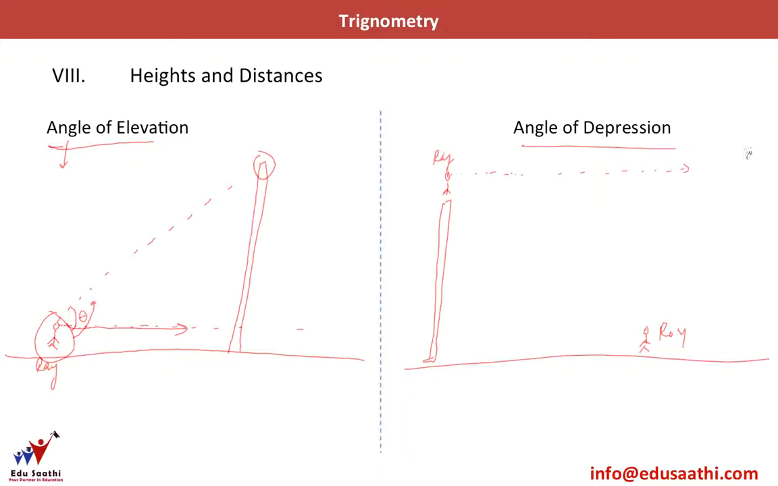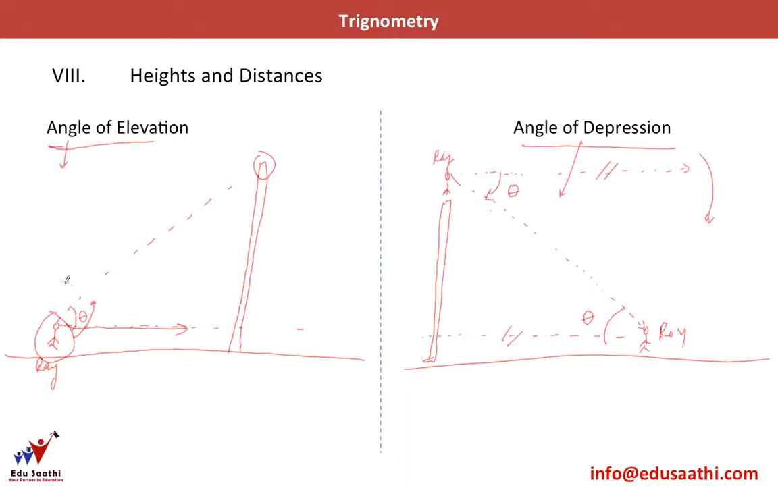Now what happens is that to see Roy, he has to shift his eye level from the straight level to this level below. So now he just bends his face and starts looking at Roy here. So this angle formed with the eye level again here, theta, is called the angle of depression. If you apply a little bit of geometry and I draw a parallel line here, then this line is parallel to this line and this is the transversal. So if this angle is theta, then this angle is also theta as alternate angles.